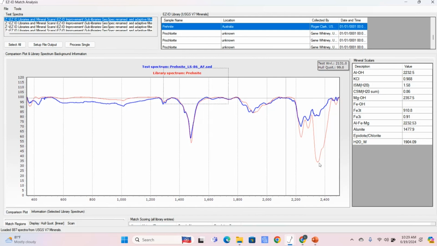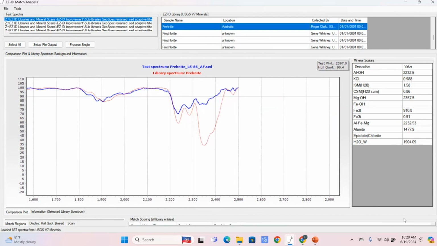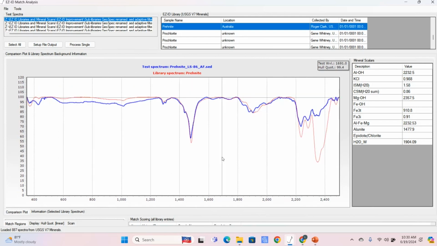Let me zoom out here and go over to the 1900 nanometer feature. You do have a lot more detail here in this 1830 all the way to about 1910 feature. So you can see with the prehnite in particular, you have a few regions of increased spectral resolution. Especially if you're on the hunt for prehnite, ultra high resolution can really benefit you quite a bit.